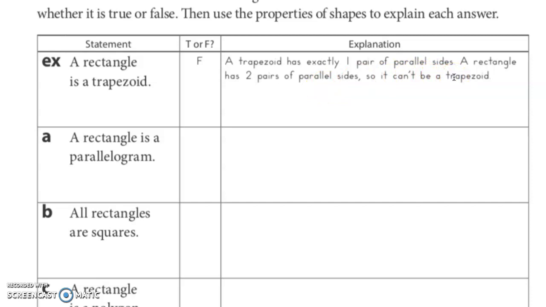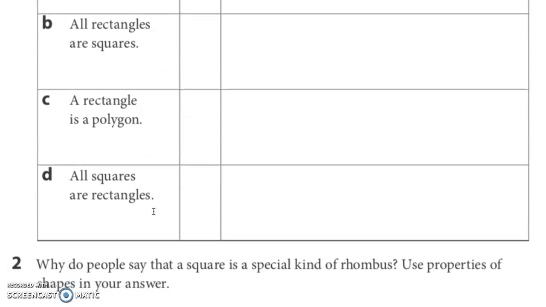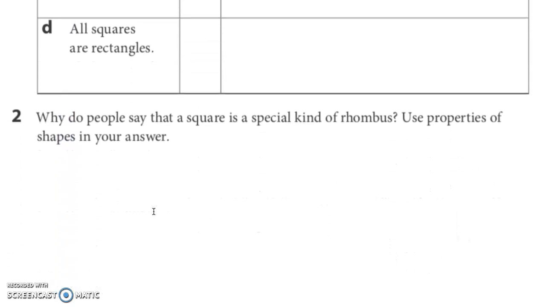You can also state the properties of a rectangle. So you might also say something like, well, I also know a rectangle has 4 congruent angles of 90 degrees. This would also explain how it is not a trapezoid. Do the exact same thing for problems A, B, C, and D. Your last question is an explanation question, problem number 2. You need to answer the question, why do people say that a square is a special kind of rhombus? Use properties of shapes in your answer.